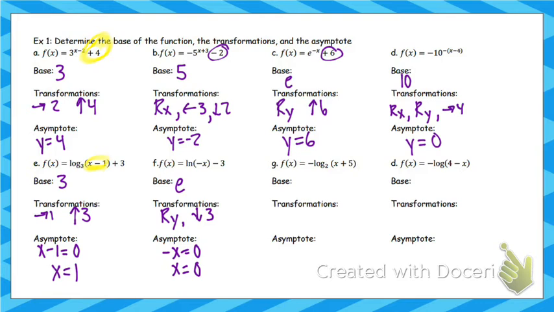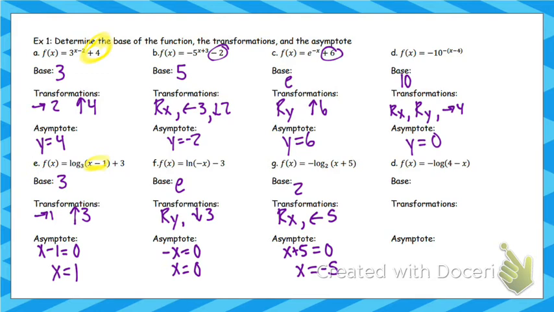All right, on the next one, our base is 2. Transformations, the negative out in front is a reflection over the x. And then we have a shift left 5. Asymptote, take what's in the argument, set it equal to 0. So x equals -5.